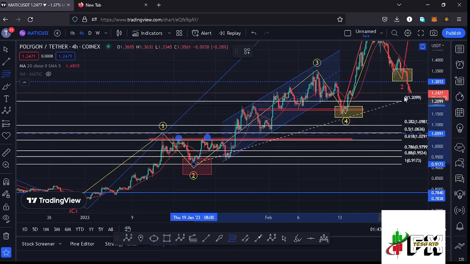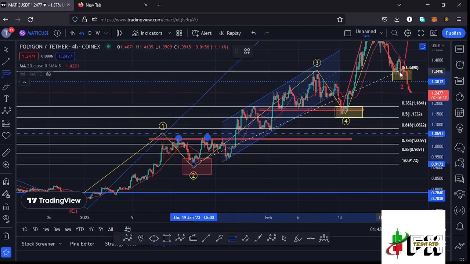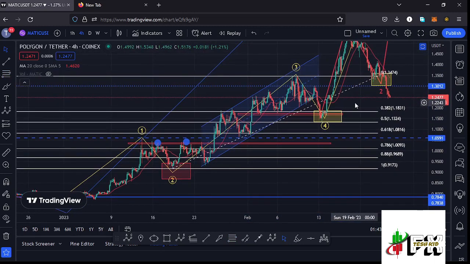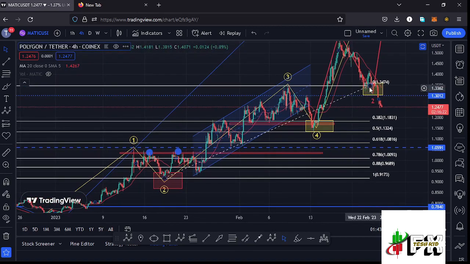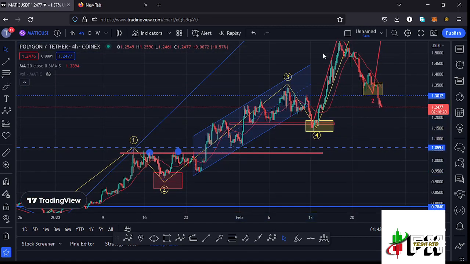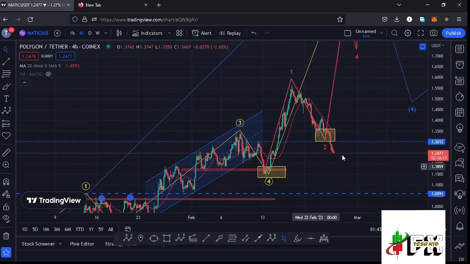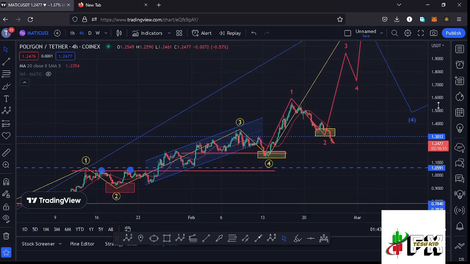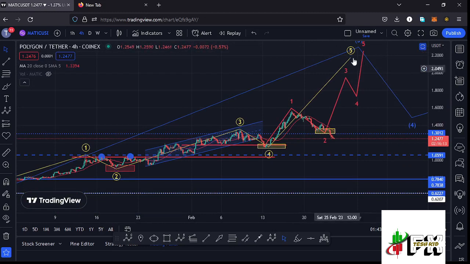low of the second wave to the high of that wave 3, that gave me a minimum retracement area in the formation of that wave 4 between the fib level 0.382 and the fib level 0.5, which is an area that lies between the $1.1831 mark and the $1.1324 mark, which is a target area that we fully maximized in the formation of that wave 4. And I now believe that whatever we are seeing at the moment is the start of this massive bounce to the upside in the formation of this wave 5.